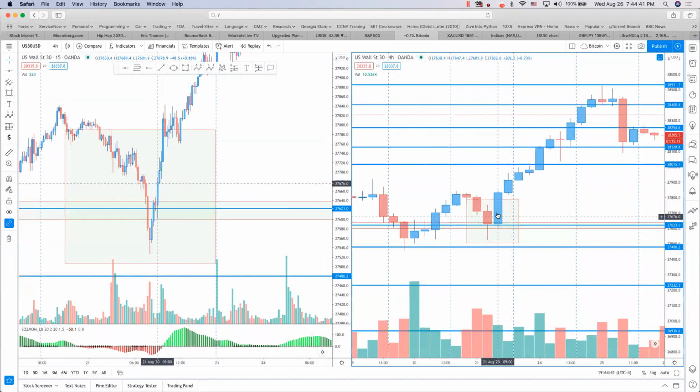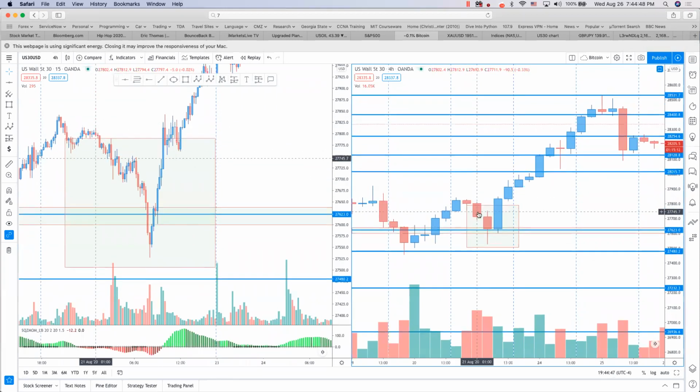But okay, so here is how I would interpret this, right? London dropped me right here. The following candle pushed me down but rejected, right?